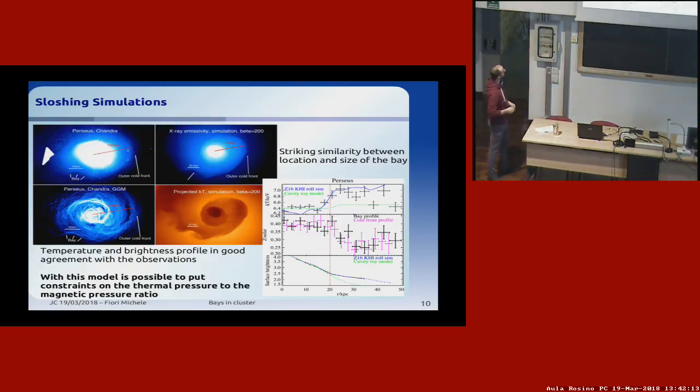Perseus cluster. We see how there is striking similarity between location and size of the bay, and also we see that the temperature profile are in good agreement, as is the surface brightness behavior. They say that with this model it's possible to put some constraints on the thermal pressure to the magnetic pressure ratio.